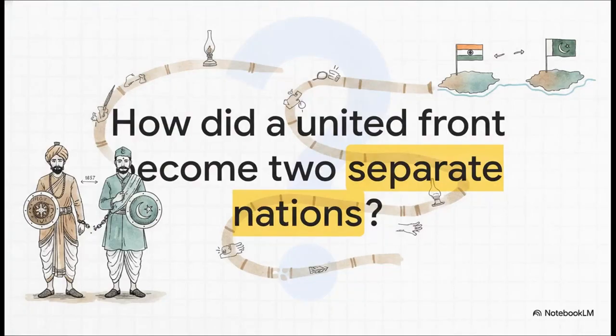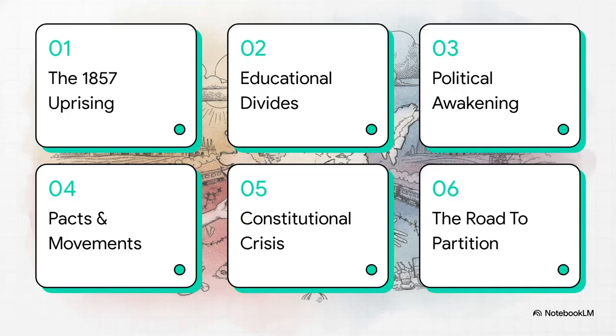Okay, let's dive right into this. We are tackling a massive historical question today. How did a completely united front of Hindus and Muslims in 1857 eventually fracture into two entirely separate nations? We're going to trace this exact cause and effect journey to see how one single historical event inevitably triggered the next. To understand all of this, we'll follow a clear timeline.